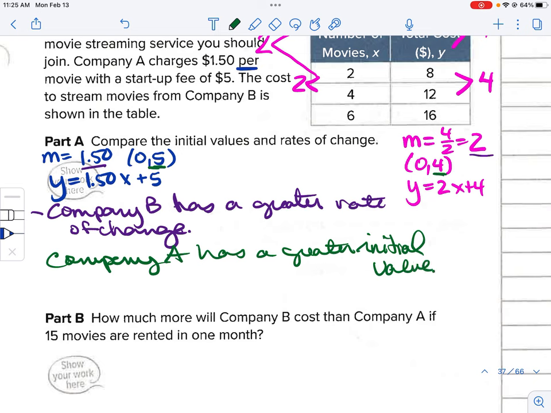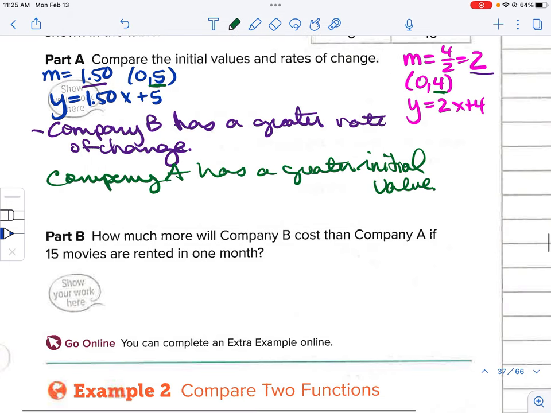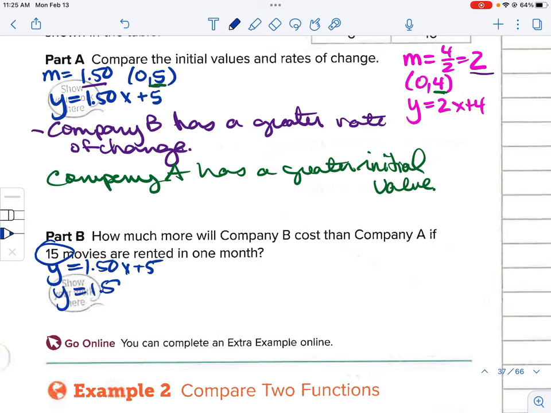Okay? Then the next part says, how much more will company B cost than company A if we have 15 movies? So I'm just going to take my equation, y equals $1.50x plus 5, and I'm going to plug in 15 because it says 15 movies. So y equals $1.50 times 15 plus 5. y equals 22.50 plus 5, so y equals $27.50.